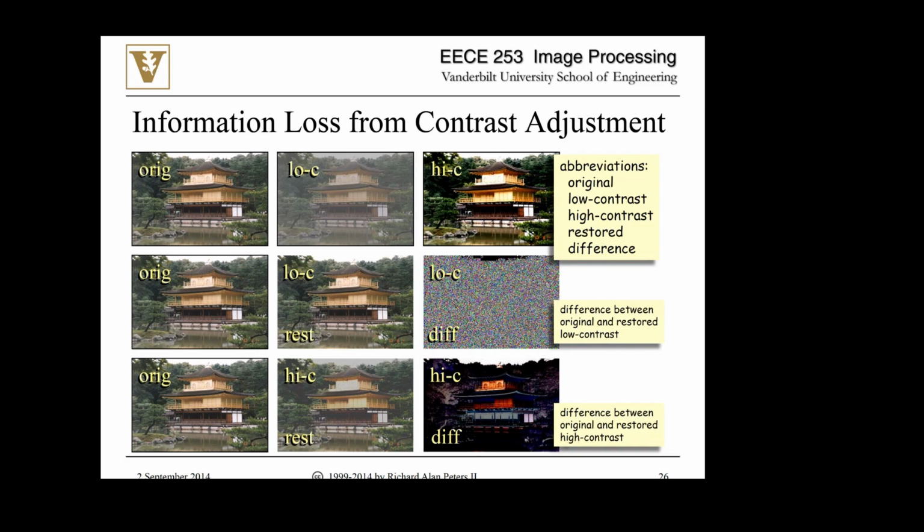Then you can compute all kinds of differences and so on. So you can have, for instance, this is the original, and now this is the reduced contrast, restored, high contrast restored. It's high contrast, and you can compute the difference between low contrast and original. From these two differences, which one would you say is a worse transformation?